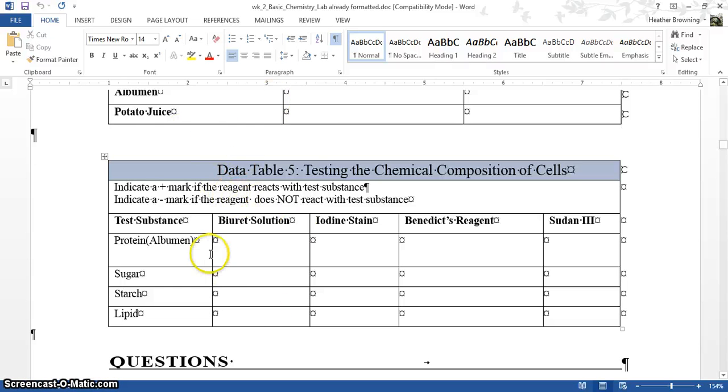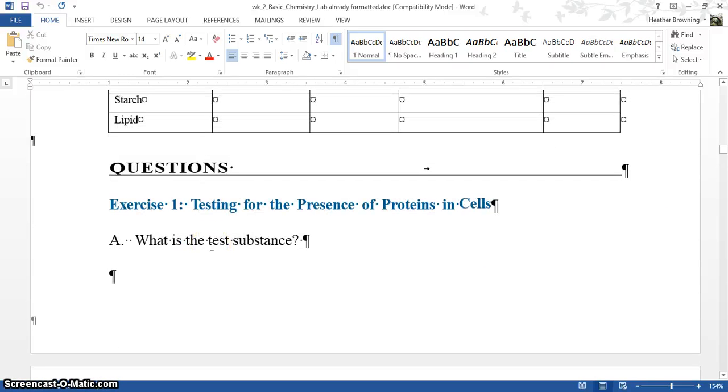And so you just say, like, I saw protein in the test substance. Yes or no? Like for here, here, here, here. I saw sugar, blue, blue, blue. I saw starch, blah, blah, blah. So if you know that, whatever, Sudan 3 tests for lipids, then you know that that should be a plus, right? So you have a pretty little pattern.